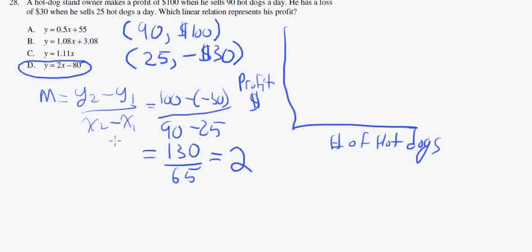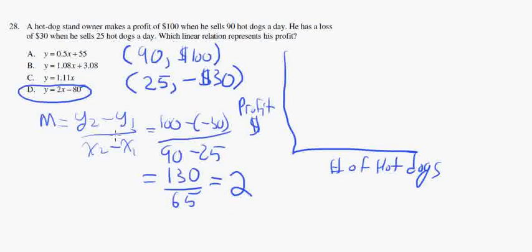Okay. This just really required you to understand that the information they give you, I'll highlight it in a different color, this $100 when you sell 90 hot dogs is just a point on the line, and the $30 that you lose when you sell 25 hot dogs is also another point on the line. So this first bit of information is this point of the line, and this second information is this point of the line. Okay. And when you have a line, all you really need to do is figure out what the slope is, and that'll help you decide which of these answers it's going to be. Okay.